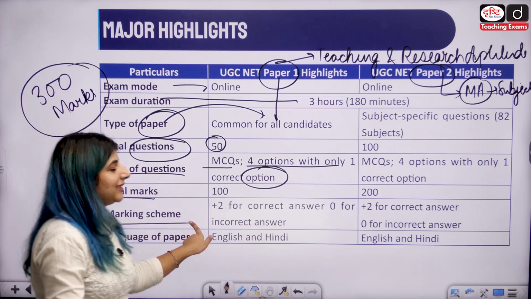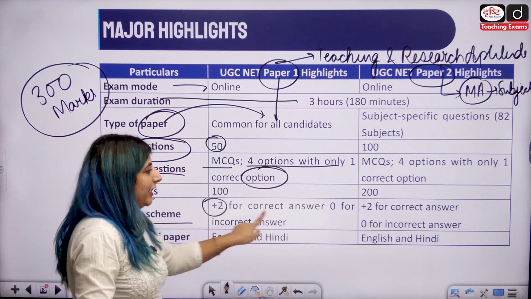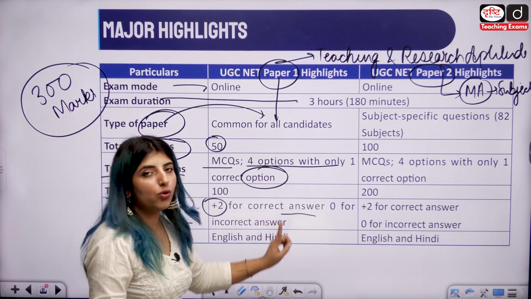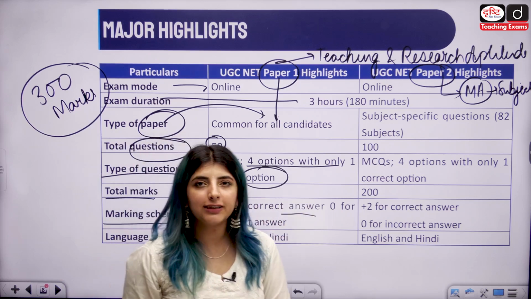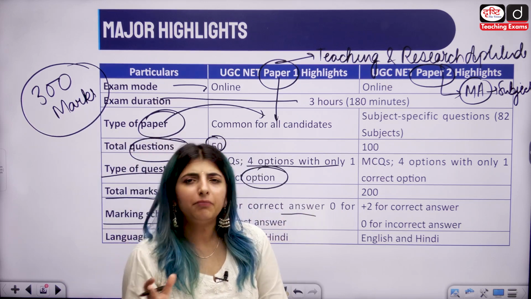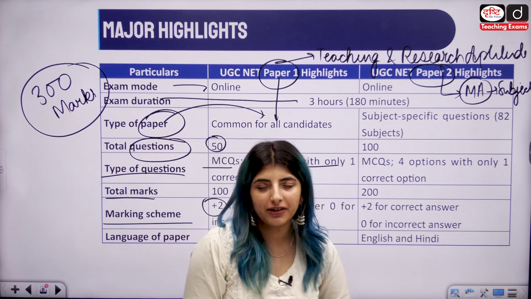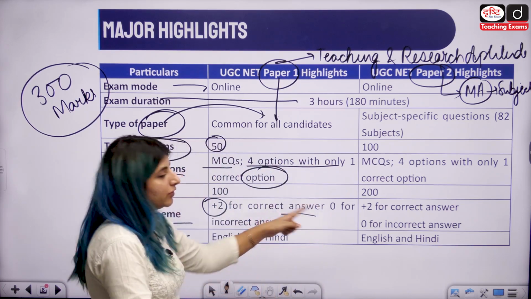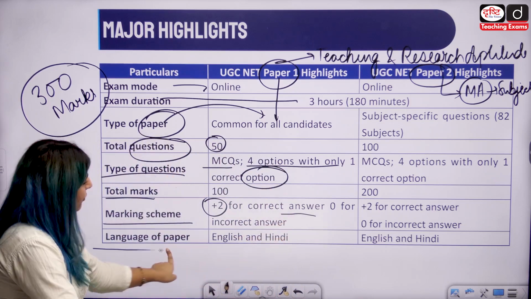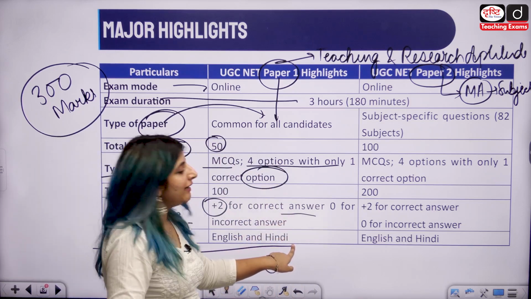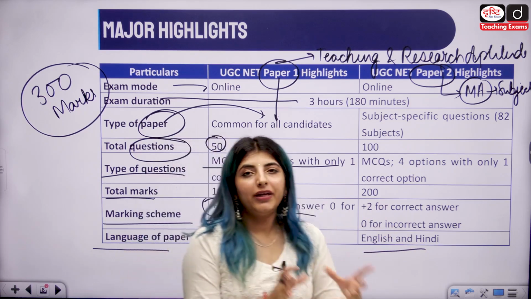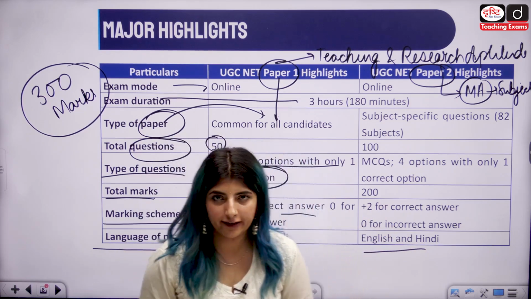Correct? Marking scheme, +2 for correct answer, because one question carries 2 marks, right? And if you are giving wrong answers, no marks will be deducted, no negative marking will be done, of course, but you will get a 0 for the incorrect answer with both the papers. Language of paper, English and Hindi, but you know that excluding the language papers is the condition here.